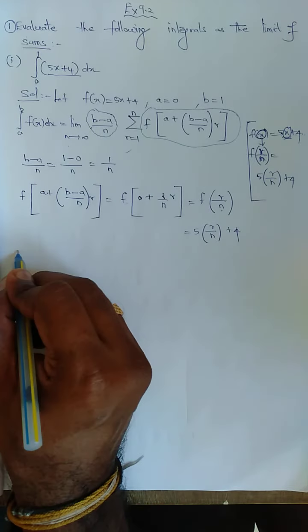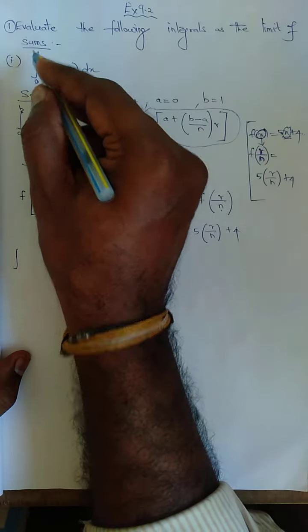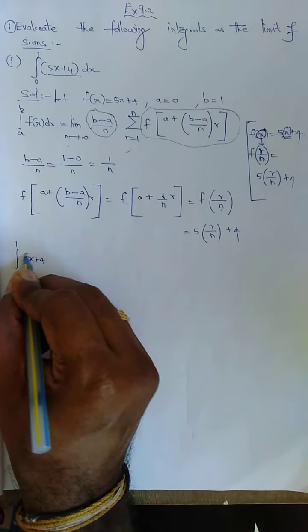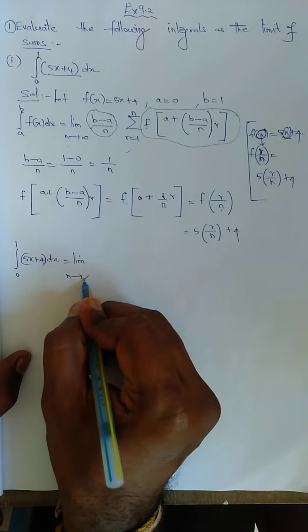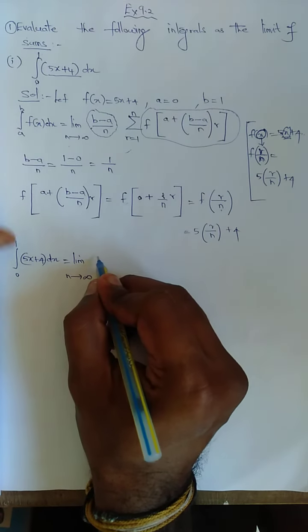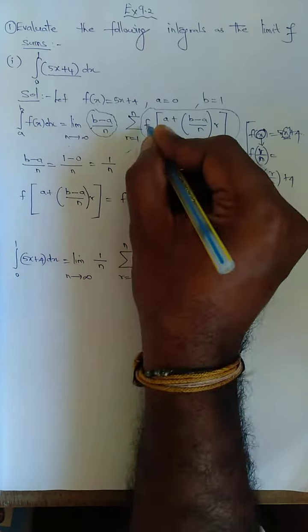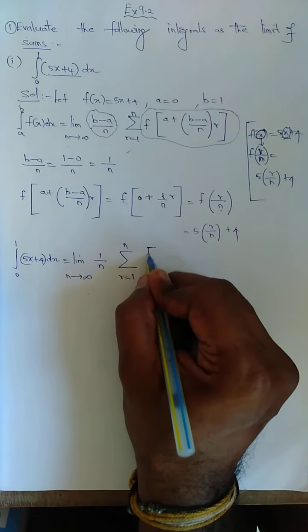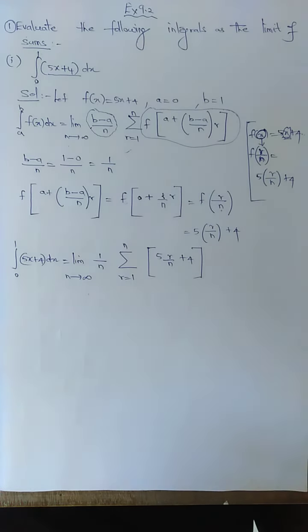So now apply the integration from a to b. What is a to b? A to b is nothing but 0 to 1. What is f of x? 5x plus 4 into dx is equal to the limit as n tends to infinity of b minus a by n, which is nothing but 1 by n, the summation from r equal to 1 to n. We have found f of a plus b minus a by n into r, which is nothing but, open the bracket, 5 r by n plus 4.